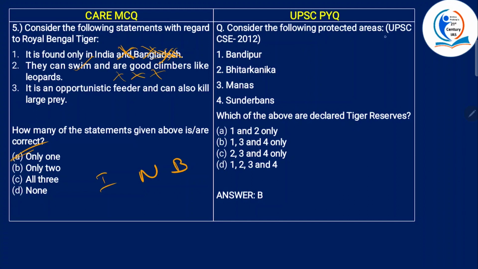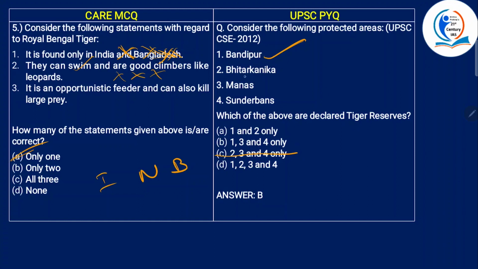Consider the following protected areas. Which of the above are declared tiger reserves? Bandipur, yes, we've just seen, it has the second highest population of tigers in our country. So Bandipur, yes. So when one is there, C is gone.